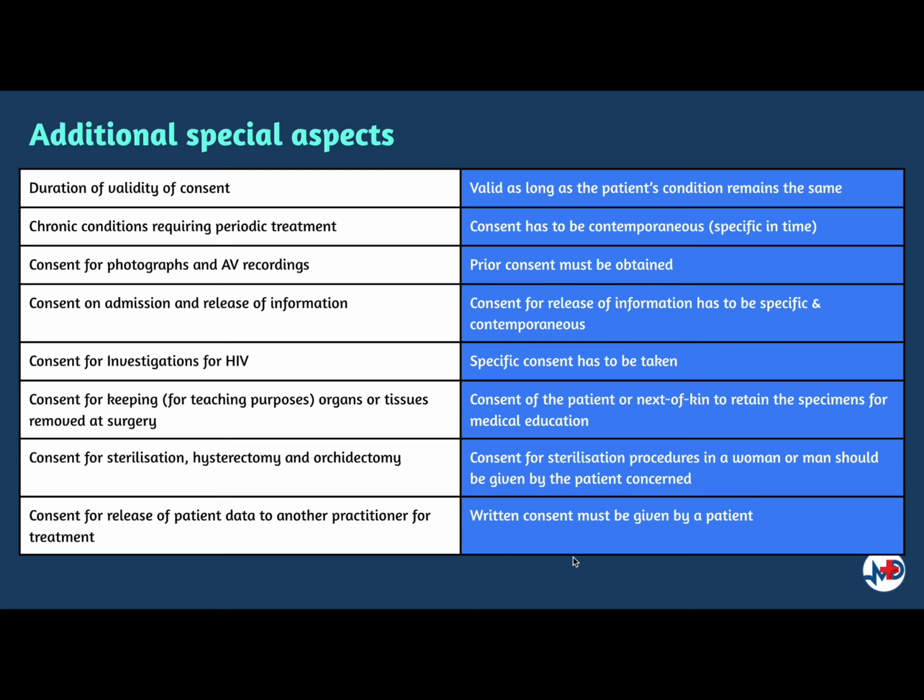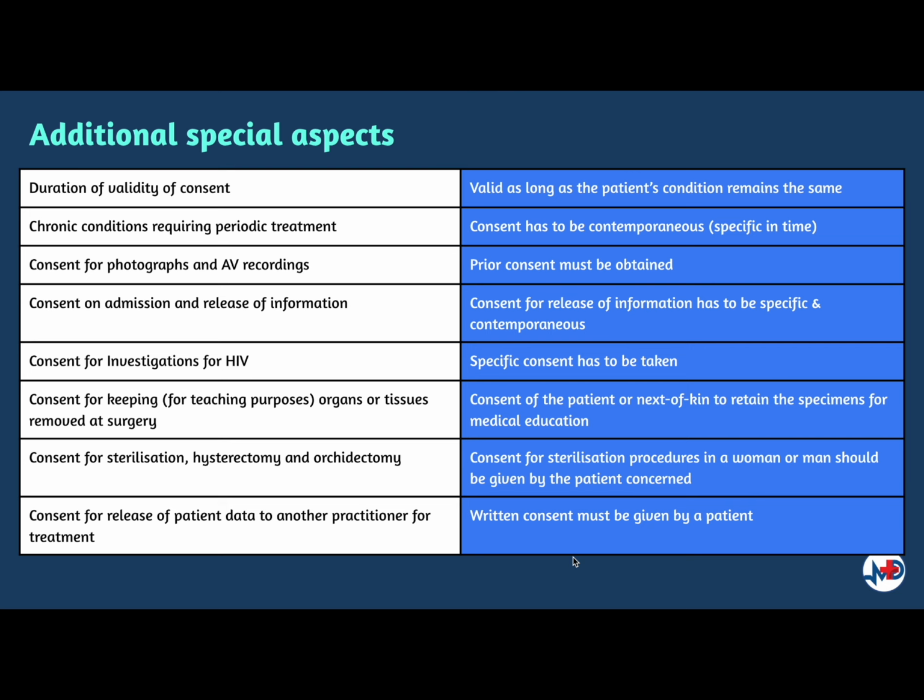Next, consent for photographs and audio-visual recordings. So prior consent must be obtained if the practitioner is planning to take clinical photographs or to make audio-visual recordings before, during, or after an invasive procedure. Consent on admission and release of information. Well, for this, the consent for release of information and details on diagnosis of disease or management, including results of lab, imaging, and related investigations to employers or third parties, has to be specific and based on need-to-know basis and not blanket at time of commencement of employment.